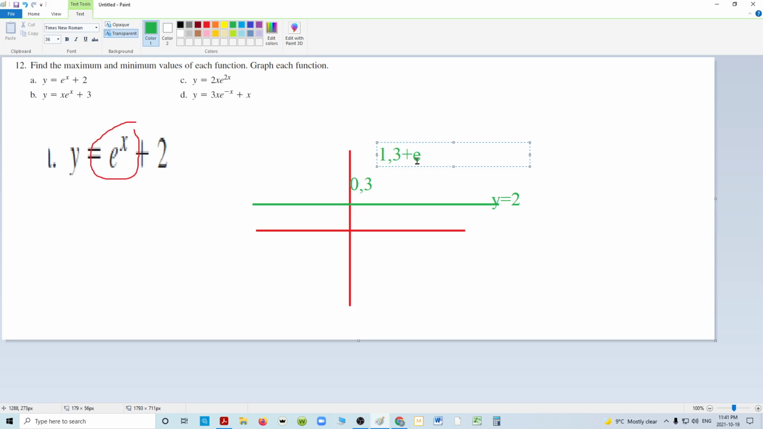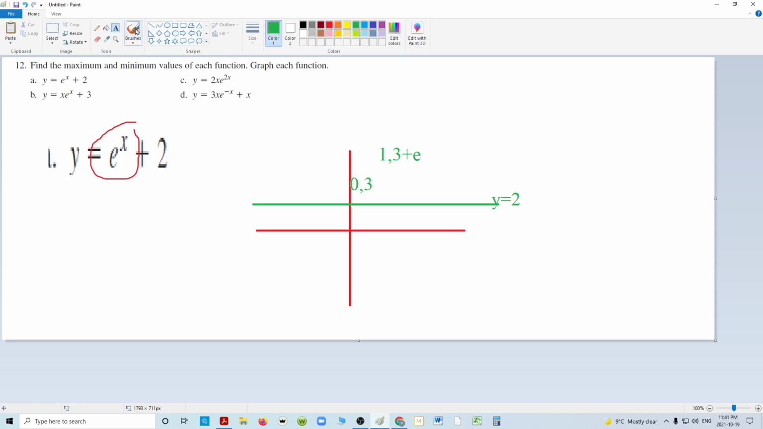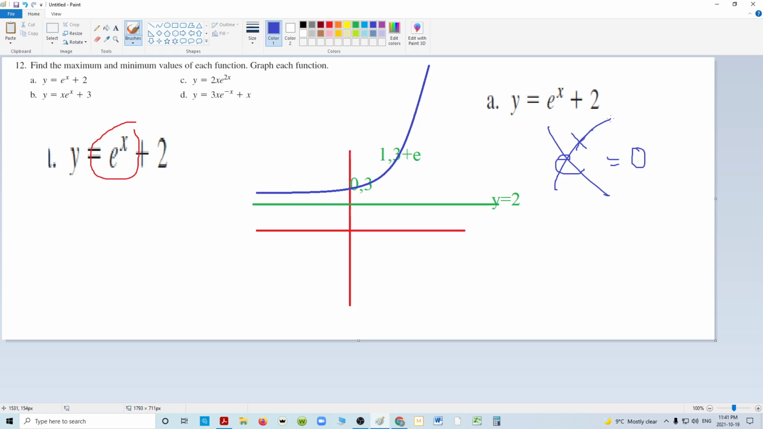And that's 5.71 or whatever. So you're going to see a curve like this. It goes through those points. Something like that. And since it's a growth curve, it's not going to have a max or min. You can figure this out when you take the derivative. The derivative is just that. And when does that equal 0? It doesn't. You cannot have a 0 with an exponential.